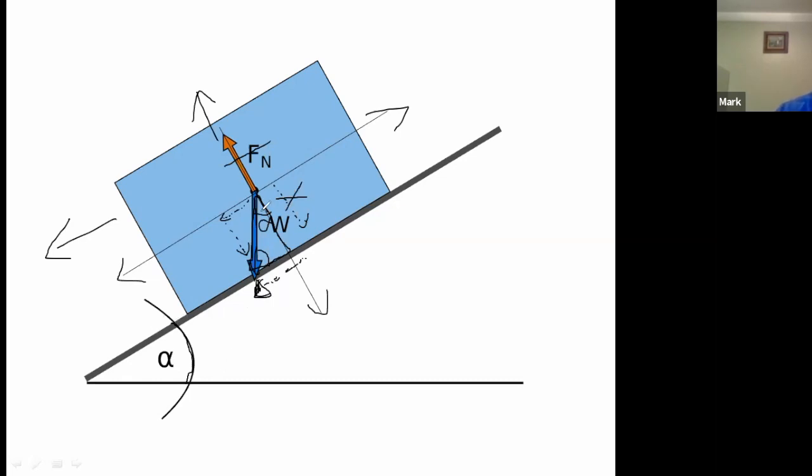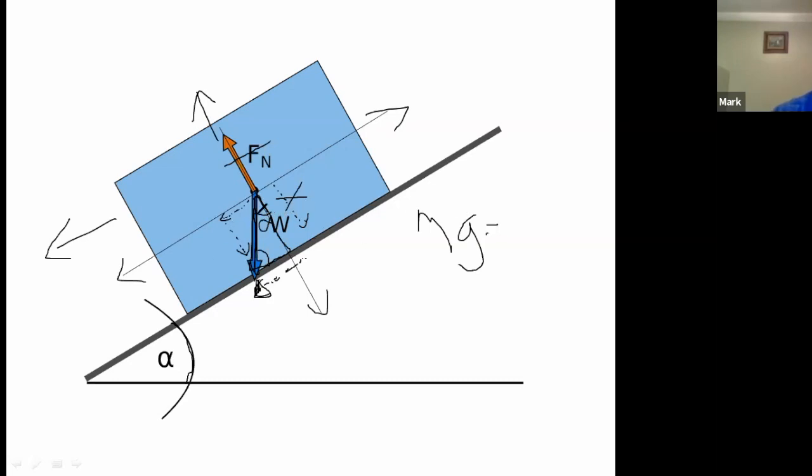Well, we use simple trigonometry. We know what the value of the hypotenuse is, this long side, because it's the weight and it's usually given to us. Mg is given to us. And we know what the angle is, because that's also usually given to us, or maybe it might be the unknown that you're trying to solve for, either way.